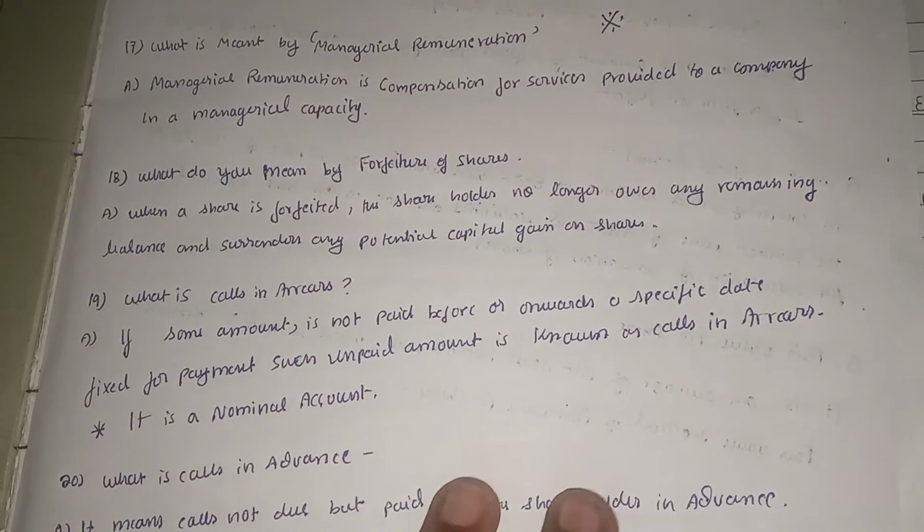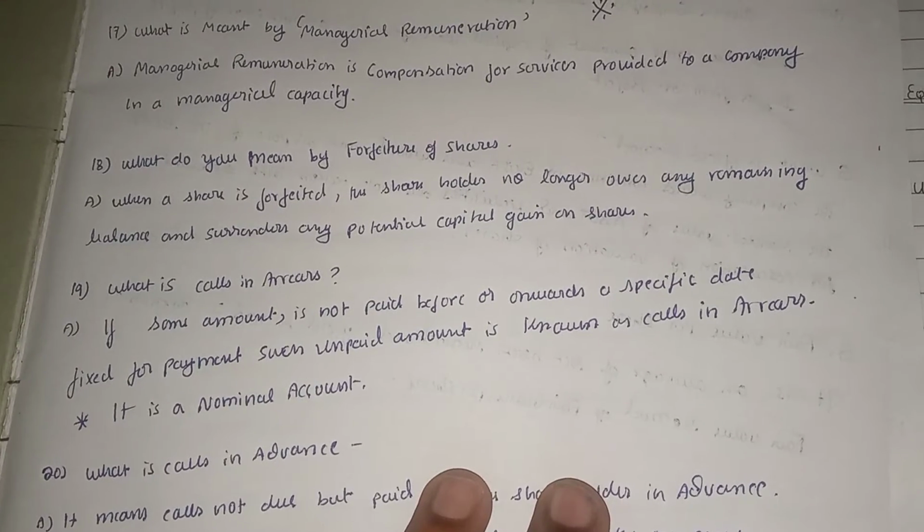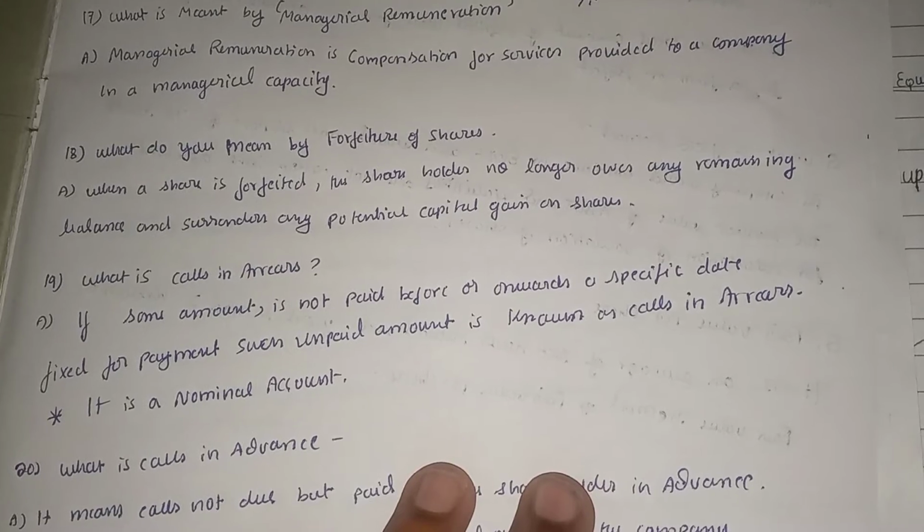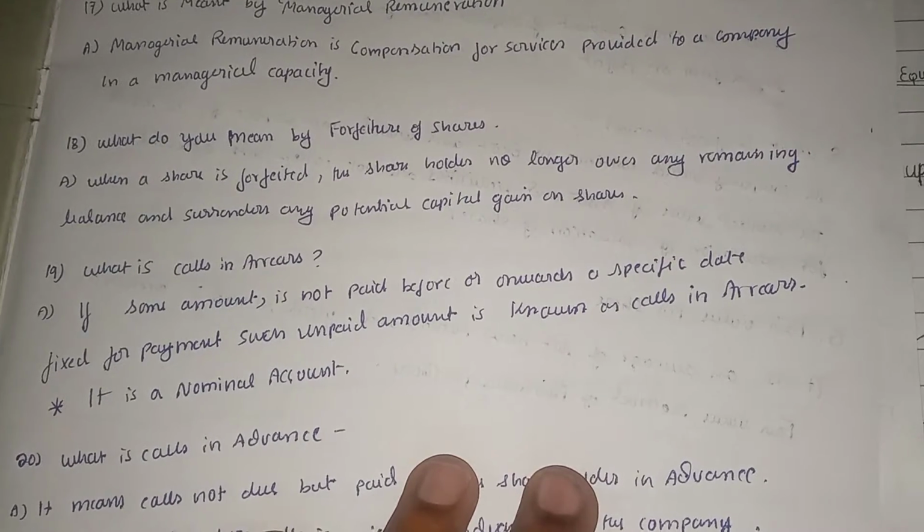What do you mean by forfeiture of shares? When a share is forfeited, the shareholder no longer owes any remaining balance and surrenders any potential capital gain on shares.